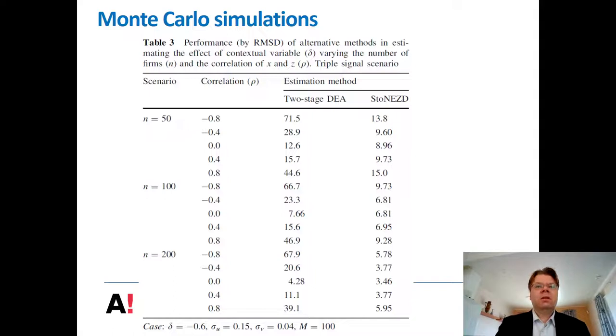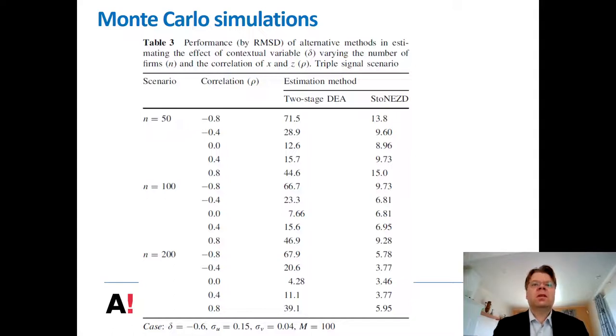So this is similar to what I showed earlier for the one-stage DEA. So now we compare two-stage DEA with the StoNED approach with z variables, but we here consider three different sample sizes. So we consider 50 observations, 100 observations, and 200 observations. And this correlation rho is similar to what we discussed in the case of one-stage DEA. So there are five different values for the correlation rho.